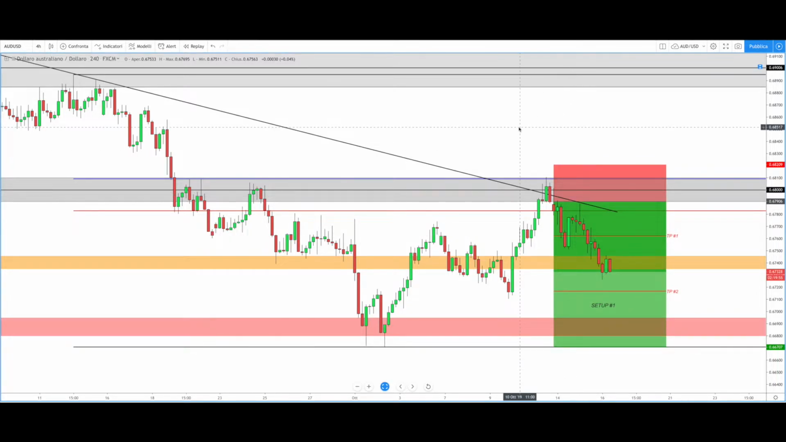So now we are completely risk-free on this trade, and we have only to watch carefully the price action, try to understand if the price will really start a new bearish movement with target obviously around 0.67, but if the price will break this level, I will look carefully around 0.6670.